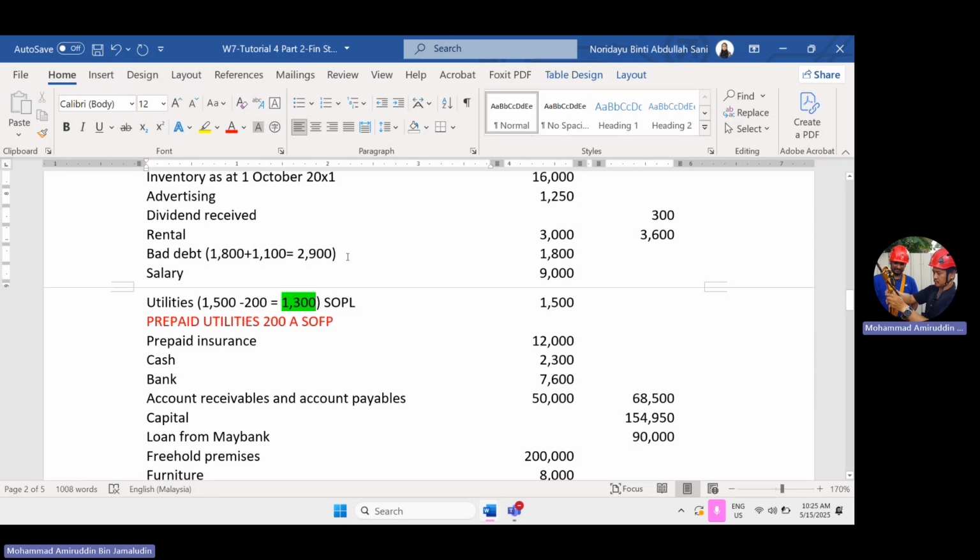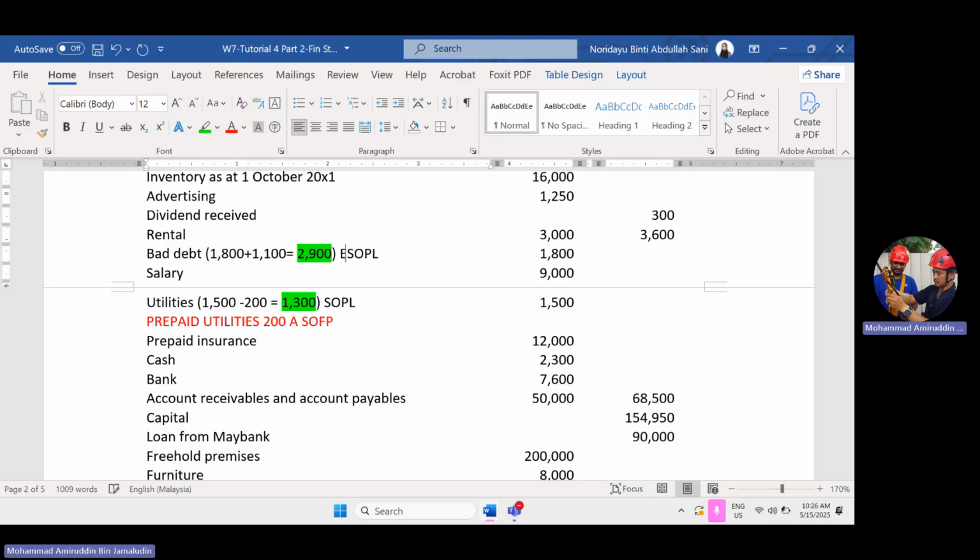So how much is your bad debt going to SOPL? 2,900. What is this bad debt? It is the confirmed amount of your credit sales which are not able to be collected. Confirmed already. If you have provision for bad debt or allowance for doubtful debt, you just assume, you just guess, you cannot collect. Now confirmed, it becomes your expense. So what is the double entry, guys? Who wants to try? Debit bad debt. Bad debt is an expense.